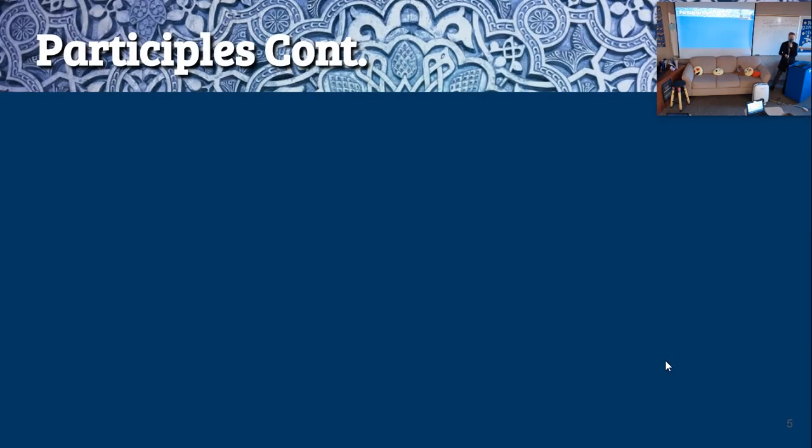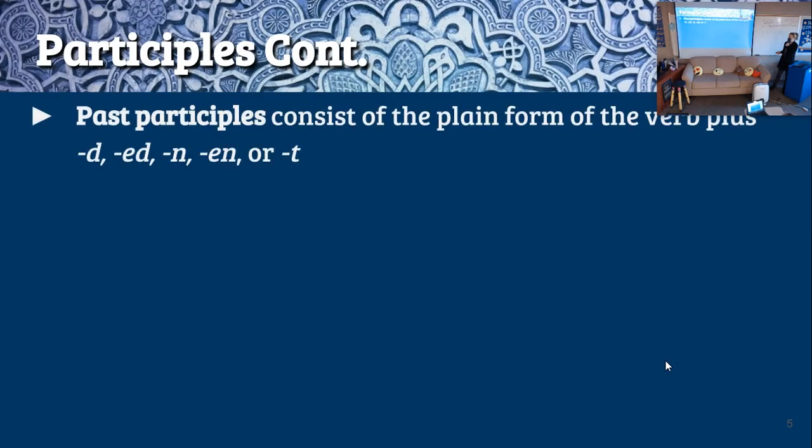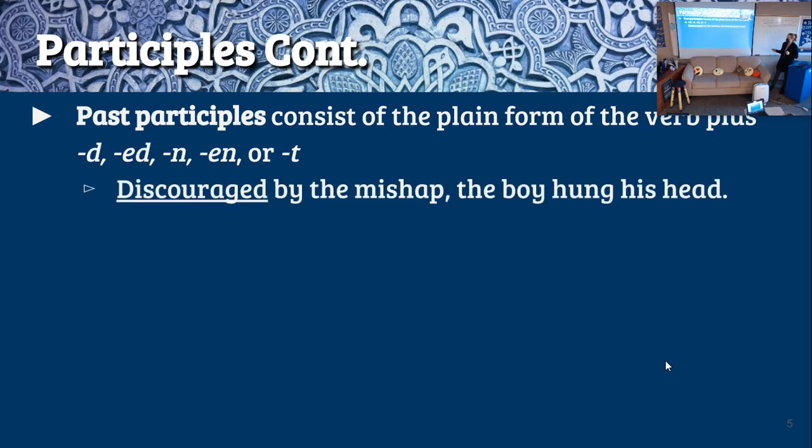All right, the next type of participle that you're going to see is a past participle. In a past participle, we take the base form or the plain form of a verb, so run, jump, skip, whatever, and we add one of these endings, D, ED, N, EN, or T, to make it seem like it's past tense. Skipped, jumped, slipped, okay? We add these endings to make it past. So here would be an example of that.